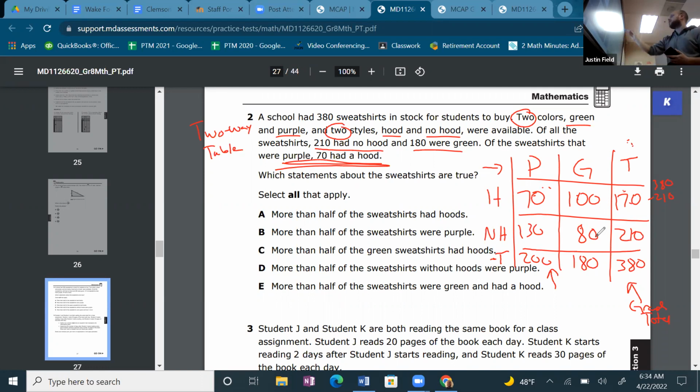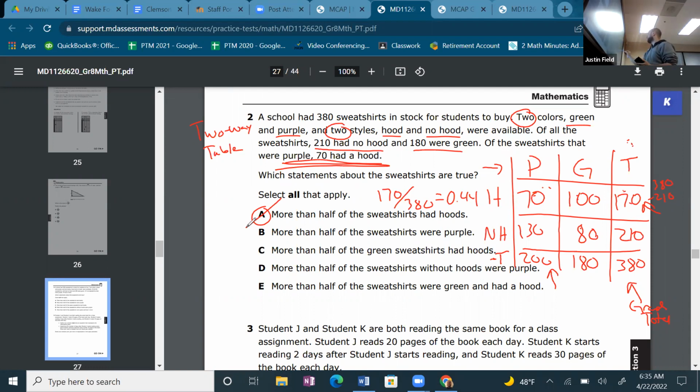Okay, so more than half the sweatshirts had hoods. Let's see. 170, sorry, out of 380 had hoods. So let's go 170 divided by 380. Is that more than half? Is that more than 50%? No, it's 44%. So no, sorry. More than half were purple.